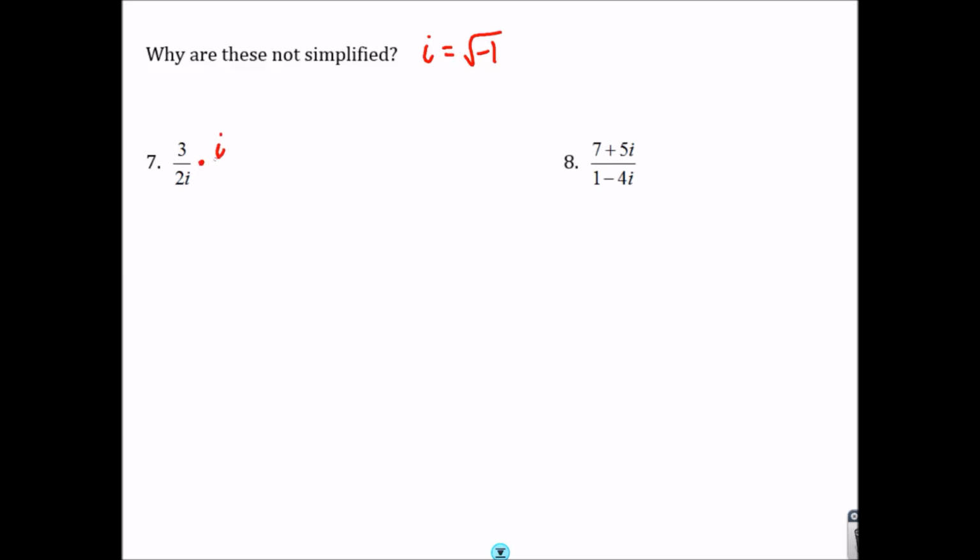So I'm just going to multiply both the numerator and denominator by i. That gives me 3i over 2i squared. We learned earlier this year that i squared is -1. So this equals 3i over -2. And we just discussed that generally we do not leave negatives in the denominator. So this is -3i over 2.